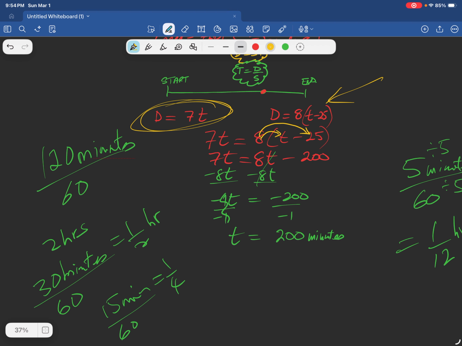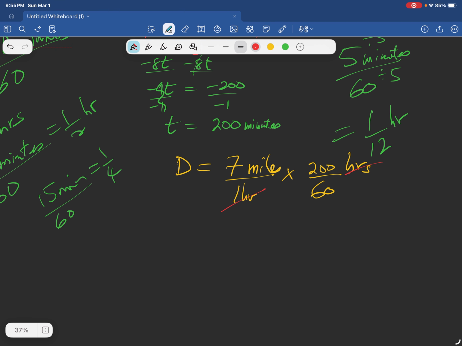So we're going to do 200. Distance equals 7 miles per 1 hour times the 200, which we have to convert to hours. So we have 200 minutes divided by 60, which gives the number of hours. The units cancel. I'm a big fan of cancelling units and keeping units intact.